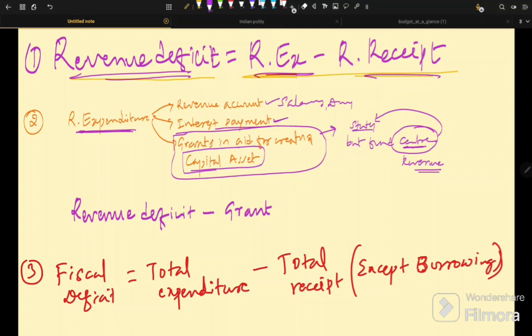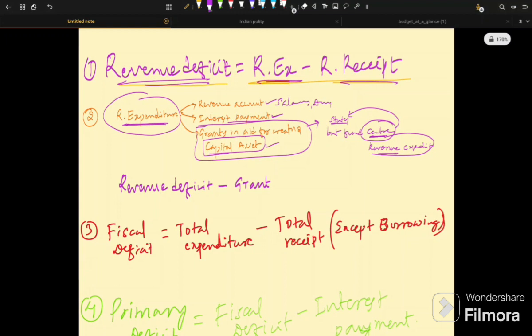Who is using it? Your state. But who is giving? The center. The center is considering this as a revenue expenditure. Yes or no? But this expenditure is actually for capital asset creation. Okay, there is something we need to consider here. We include this under revenue expenditure, but this is creating the asset at the end. That's why we remove this part, grants in aid for creation of the capital asset.